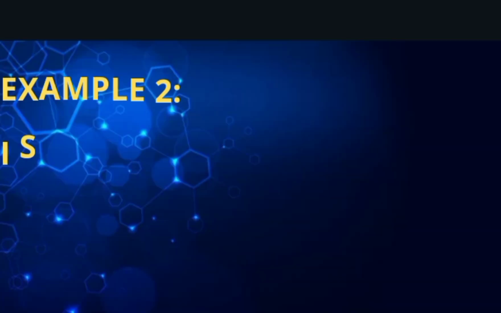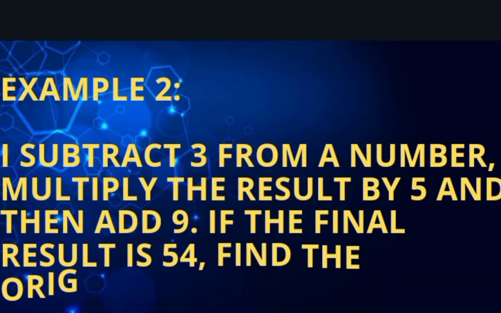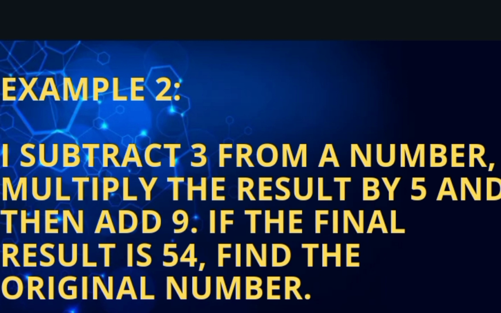So I believe this was easy, but we're going to take up another case. Let's say I subtract 3 from a number and multiply the result by 5 and then add 9. So if the final result is 54, what is the original number I thought of?